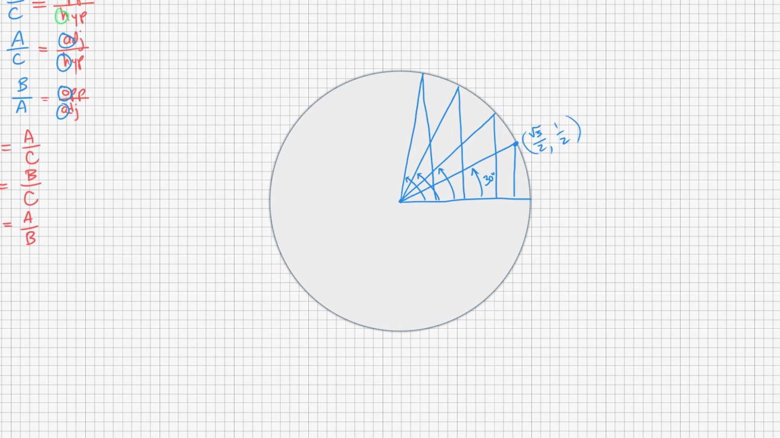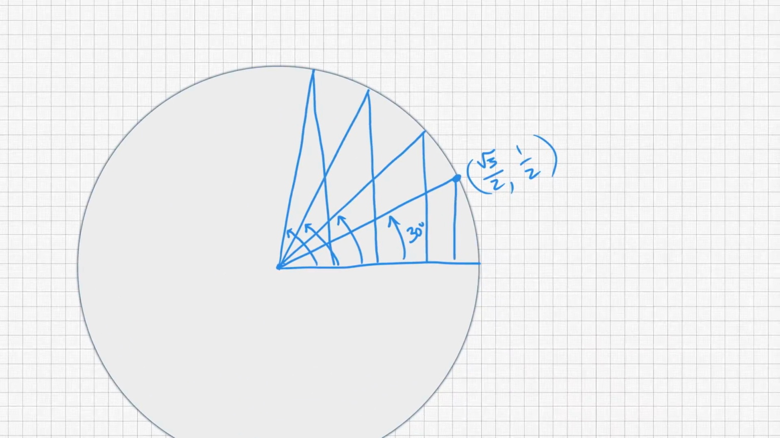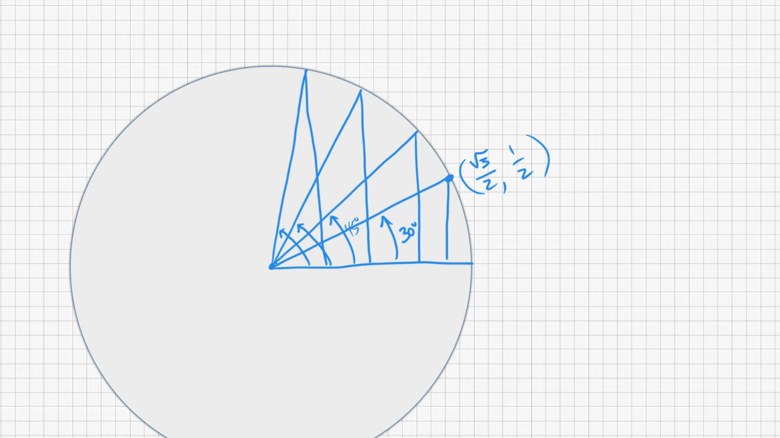Let me zoom in on this a little bit. If this angle right here was 45 degrees, you would remember root 2 over 2 comma root 2 over 2. And then you would remember values here for 60 degrees, 1/2 comma root 3 over 2. Now, what are these values, and where do they come from? These are the sines and cosines of that angle. This one right here is the cosine of 30, and this one is the sine of 30.